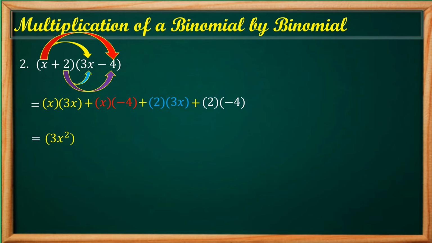Okay, then you will have here 3x squared. Then x times negative 4 is negative 4x. Plus 2 times 3x is 6x. Plus 2 times negative 4 is negative 8. Combining similar terms, and those similar terms are negative 4x and 6x. Therefore, 3x squared, and then negative 4 plus 6 is positive 2. Then copy the variable which is x, then minus 8. And that would be our answer if we multiply x plus 2 and 3x minus 4.